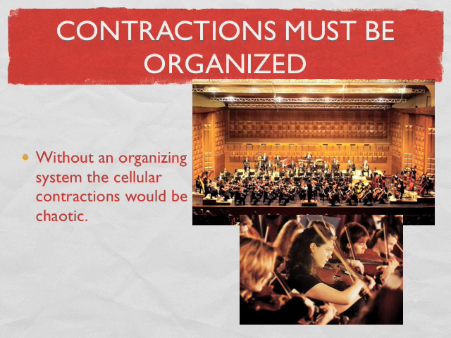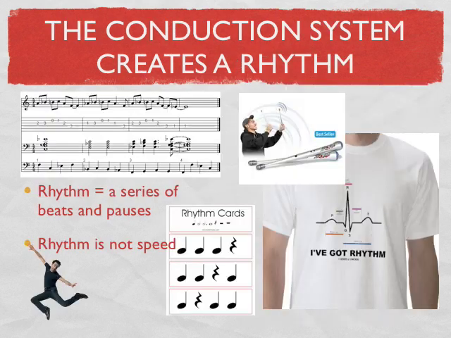But when the conductor steps forward and begins to control the orchestra, when the orchestra all responds to the conductor, then every part is played at the right time, and the whole thing sounds beautiful, and it works the way it's supposed to work. So this is what we want the heart to do. We don't want all of its cells to just chaotically contract whenever they want to. We need an organized kind of contraction to take place in the heart. So we're going to talk about the conduction system. And we want to understand that this is going to create a rhythm within the heart.